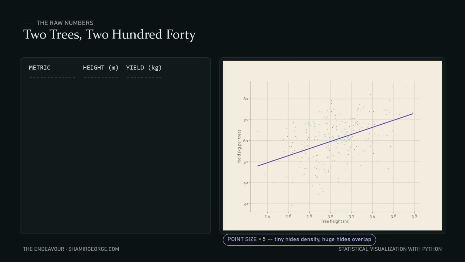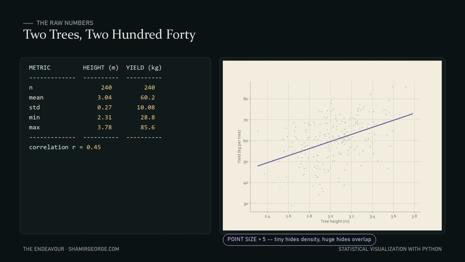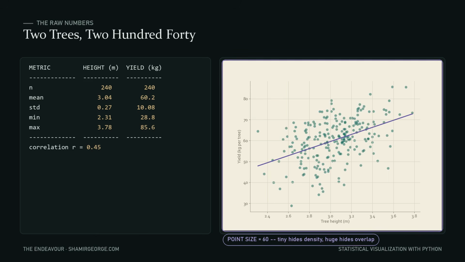Before fitting anything, let's read the raw spread. Height barely moves, 2.3 to 3.8 meters, a range of just over a meter. Yield swings far more, 29 to 86 kilograms. Correlation lands at 0.45, real but far from perfect.